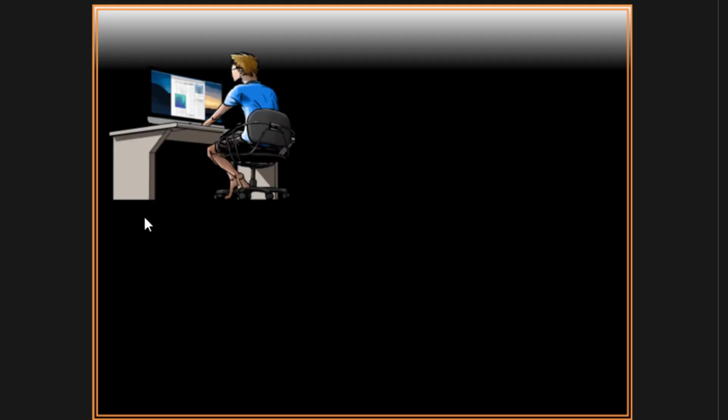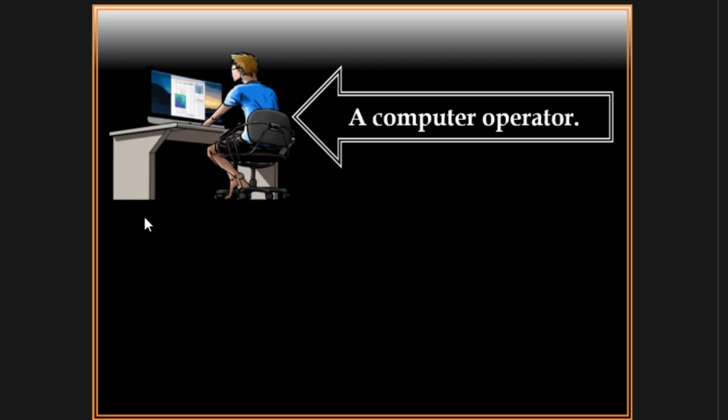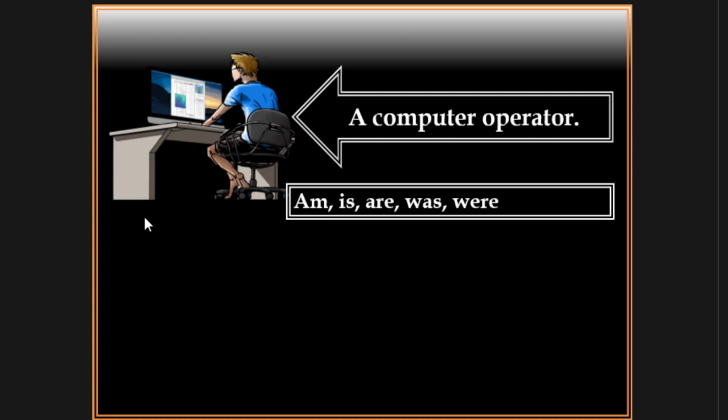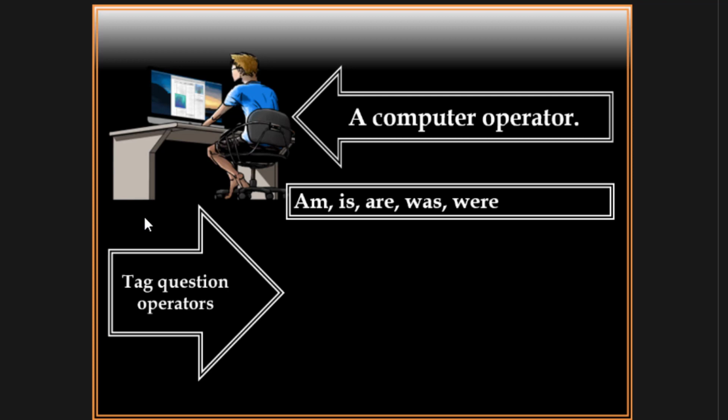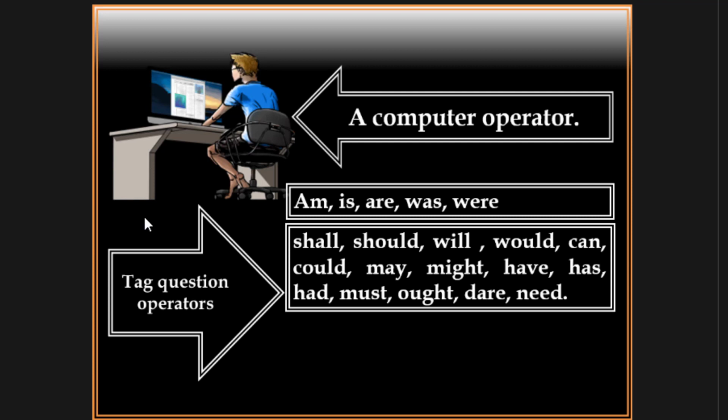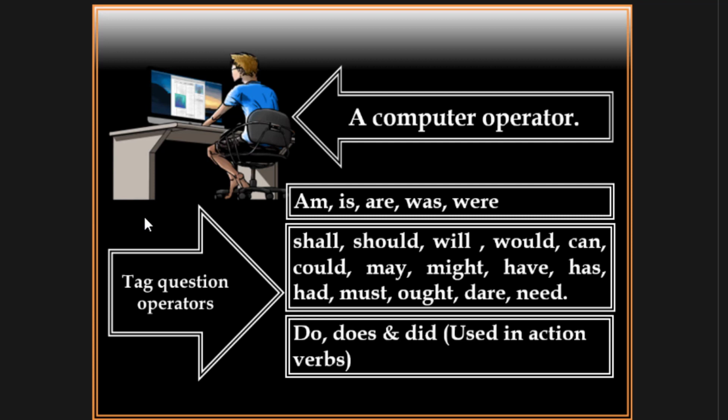We see a computer operator. He is operating the computer. Like a computer operator, there are some tag question operators. These are am, is, are, was, were, shall, should, will, would, can, could, may, might, have, has, had, must, ought, dare, need. Besides, do, does and did are used with action verbs.